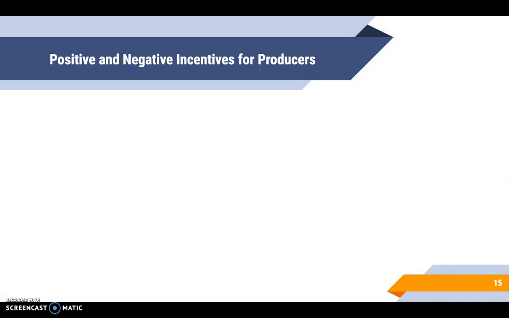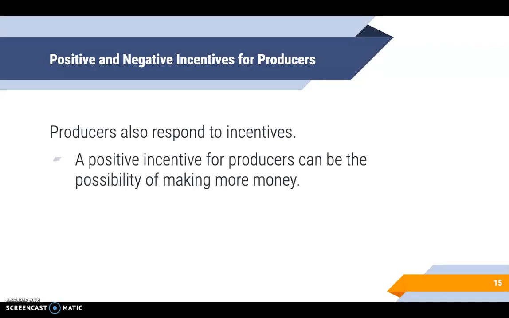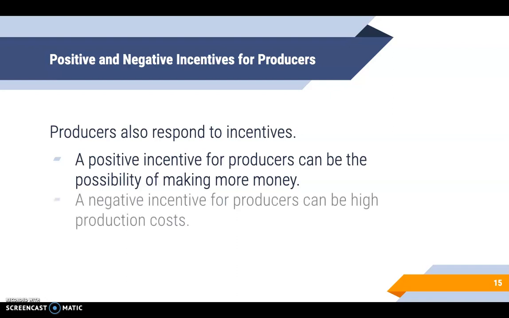Let's look at it on the producer side. So positive and negative incentives for producers. Producers also respond to incentives. A positive incentive for producers can be the possibility of making more money. So if I produce more of this product, I'm going to make more money. A negative incentive for producers can be high production cost. So if I make more of these, it's going to cost me even more in production cost.